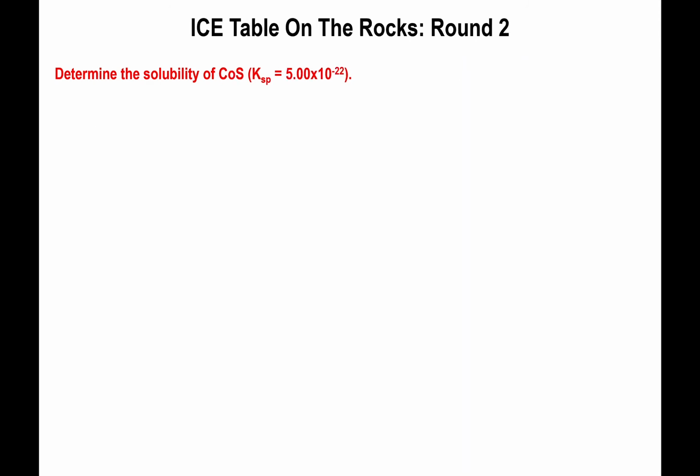All right, let's do another one. Here we're going to determine the solubility of cobalt 2 sulfide, which has a KSP of 5 times 10 to the negative 22nd. So we start with the solid, cobalt 2 sulfide, which we expect to produce only one cobalt 2 plus and only one sulfide 2 minus. So we do the same thing.